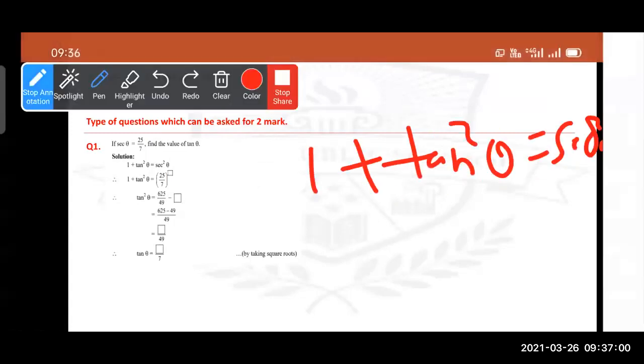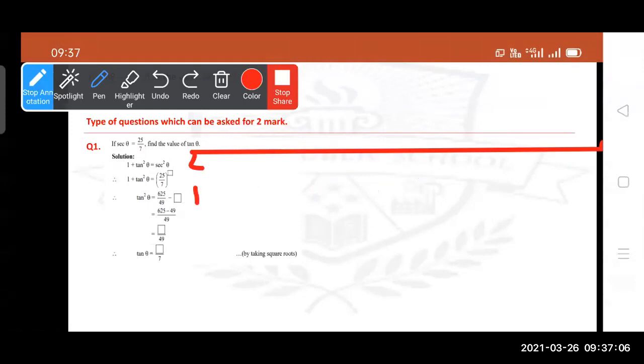here you have to fill the boxes. 25 by, here we get square, then here is power 2, then take it as -1, cross multiply it. Okay, 49 divided by 49, then subtract it. So you will get your final answer. So such type of question can be asked for 2 marks.